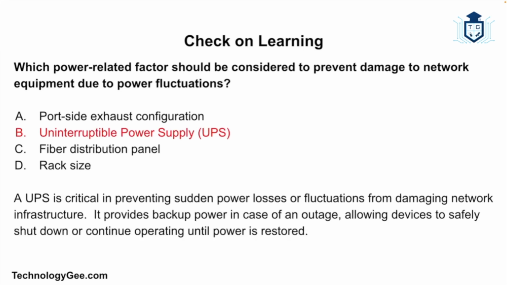And the correct answer is the uninterruptible power supply. A UPS is critical in preventing sudden power losses or fluctuations from damaging network infrastructure. It provides backup power in case of an outage, allowing devices to safely shut down or continue operating until power is restored.